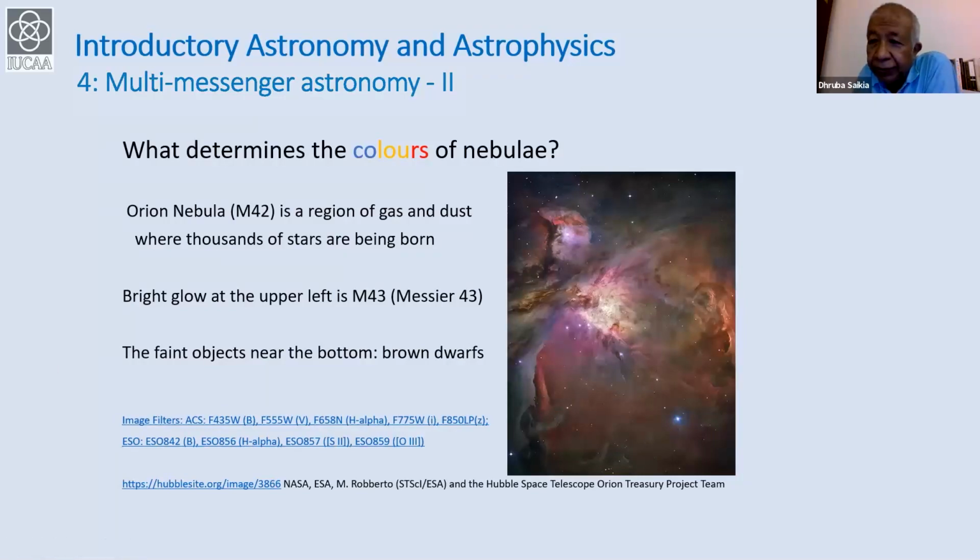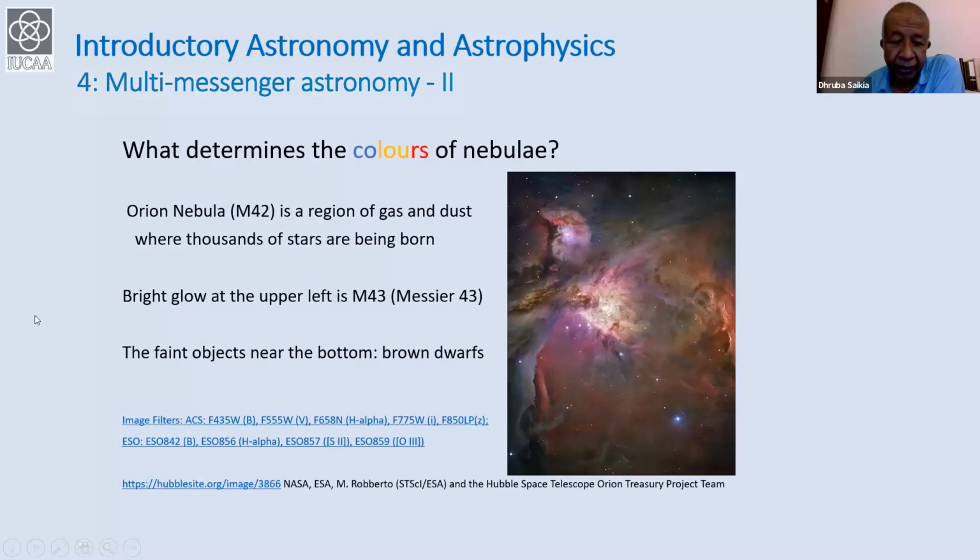So that much for colors of stars. Now, what about colors of nebulae? For example, we talked about the Orion constellation, and the Orion Nebula, M42, is a region of gas and dust where thousands of stars are being born. There's a bright glow at the upper left, which is M43. And there are very faint objects, brown dwarfs, at the bottom over here somewhere.